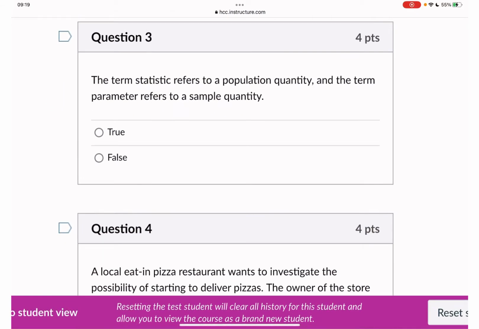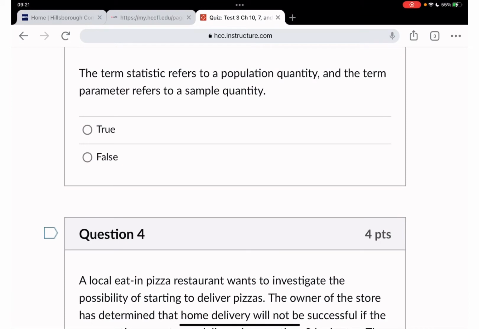Question number 3. The term statistic refers to a population quantity and the term parameter refers to a sample quantity. And it is the opposite. The term statistic refers to a sample quantity, and the term parameter refers to a population quantity, which means this is false.